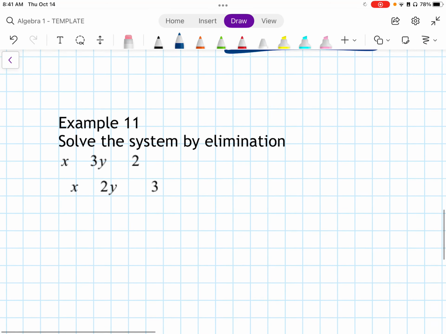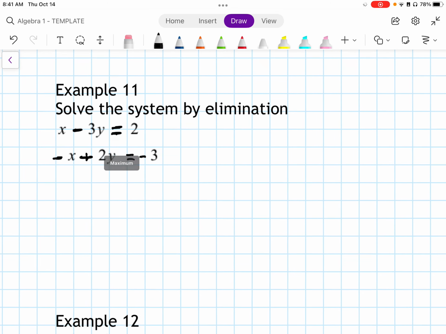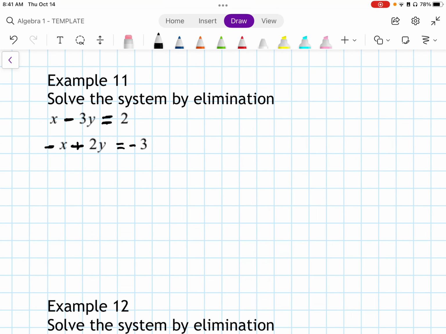All right, scrolling down again. This one here is x minus 3y equals 2, and negative x plus 2y equals negative 3. This one's nice and already set up for us. I have a positive 1x and a negative 1x, so those will eliminate nicely for me. I'm going to just add those together. 1 plus negative 1 is 0. Negative 3 plus 2 is negative 1. 2 plus negative 3 is negative 1 again. So y equals 1 after I divide by negative 1 there.